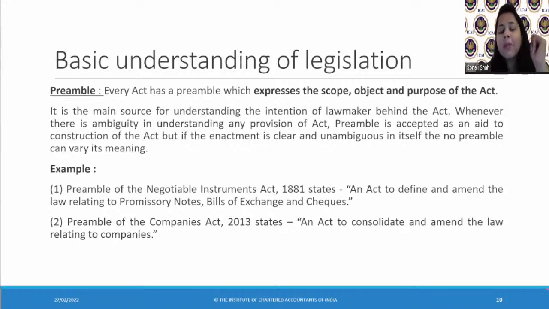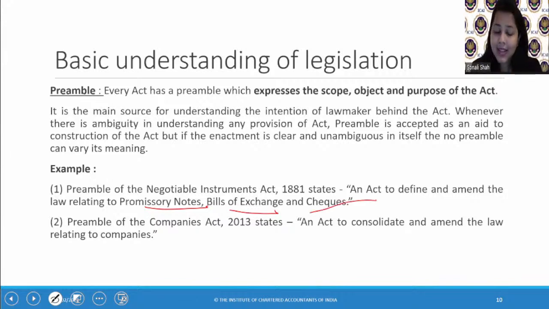So if you look at the preamble of the Negotiable Instrument Act, it says an act to define and amend the law relating to promissory note, bills of exchange and checks. So the Negotiable Instrument Act is an act which defines and amends the laws relating to the promissory note, bill of exchange and check. If you have read the Act, you would see these are the 3 types of negotiable instrument that have been provided for.